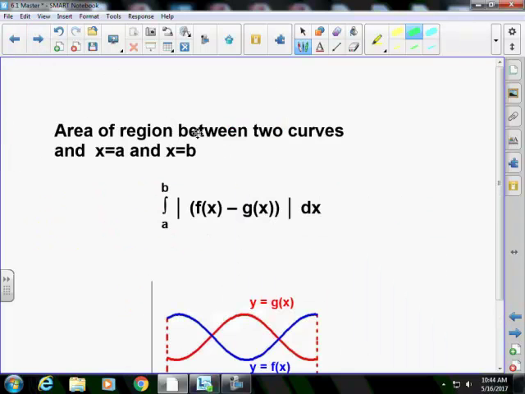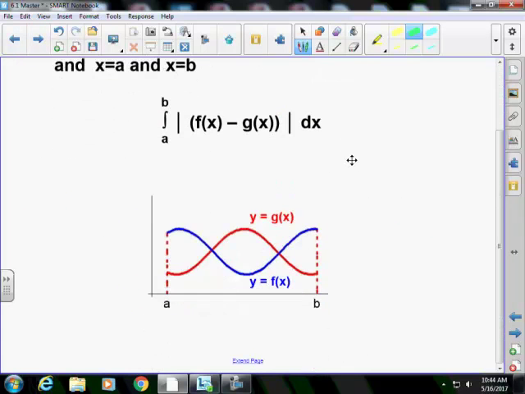It says the area of the region between two curves and x equals a and x equals b. It says if I integrate from a to b the absolute value of f of x minus g of x dx, I should have no problem. I choose not to use this concept. It's given me some problems in the past. I'd just rather break them up.